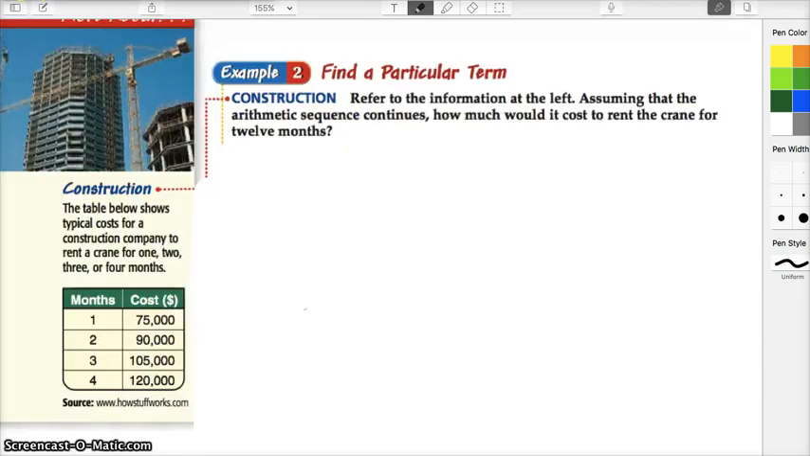So here in example 2, we're going to find a particular term. We're going to refer to the information at the left, assuming that the arithmetic sequence continues. How much would it cost to rent the crane for 12 months? So you notice we have information about the first 4 months. In a sense, we could look at that as the first 4 terms of a sequence.